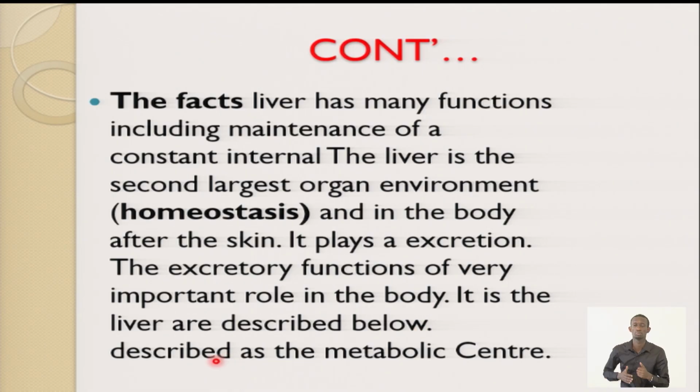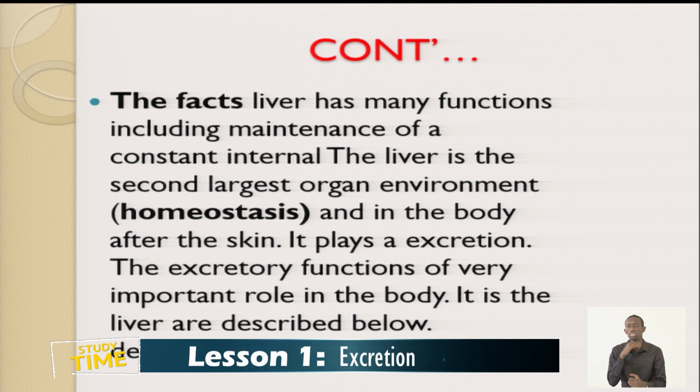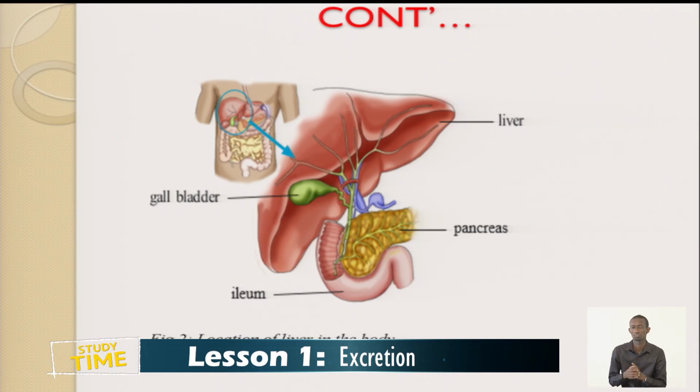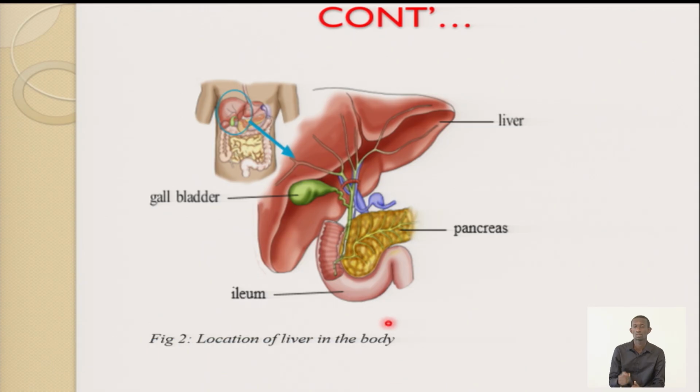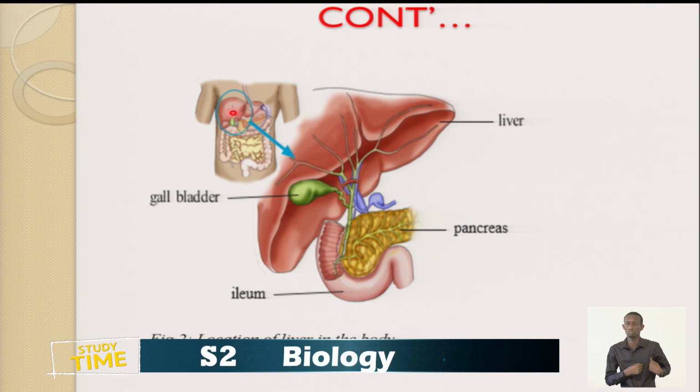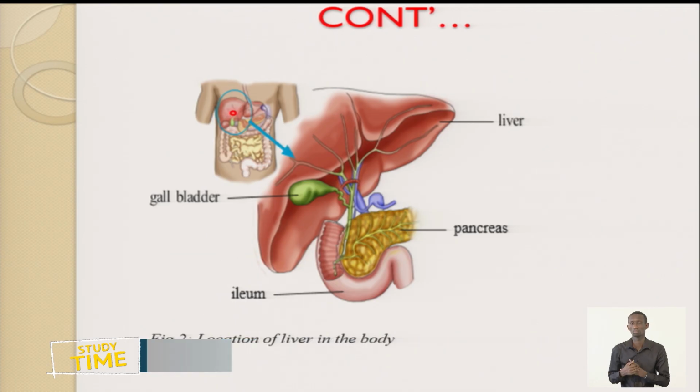I'm going to talk about metabolism as the center of how it does the function of excretion. Let's go through the diagram of the liver and where it is located. We have the diagram showing the location of the liver in the body. If you check on your side, the liver is located not on the left-hand side but on the right-hand side of our body. It has very many parts associated with it, what we call accessory organs.